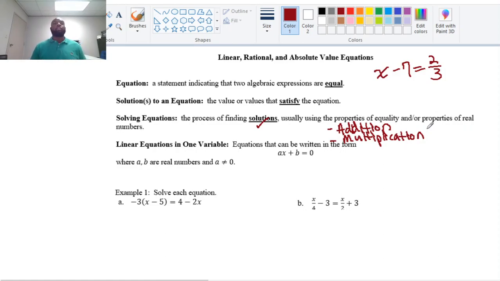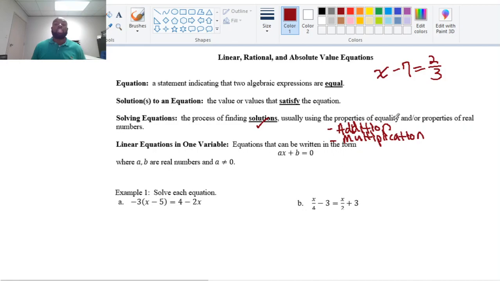Now, there is no subtraction and division property of equality. However, we still can subtract and divide both sides by the same number, as long as we don't divide by zero, and still have an equivalent statement, because subtraction is the same thing as adding the opposite and division is the same thing as multiplying by a reciprocal. We just don't have a division or a subtraction property of equality.